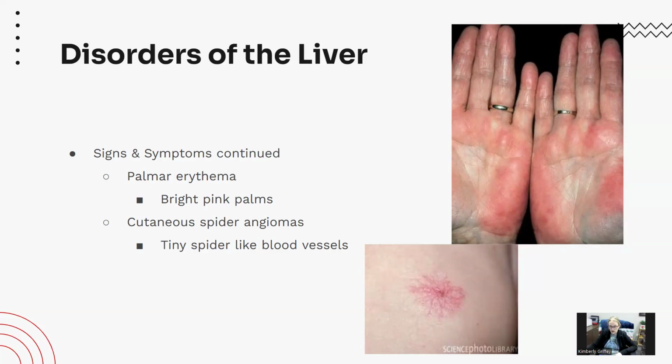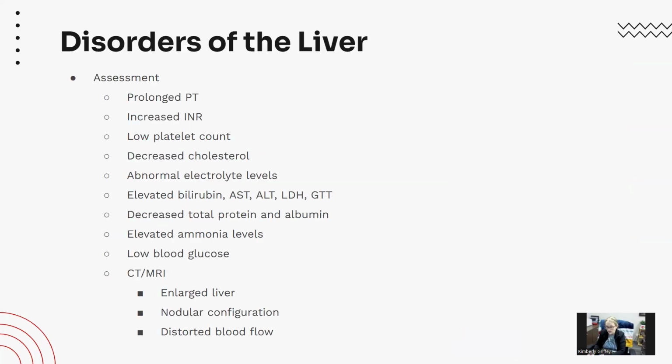We're also going to have something called fetor hepaticus, and this is a fruity or musty odor to their breath. With these patients, you're going to see a prolonged PT and an increase in their INR. This is because they have the inability to store vitamin K, which is essential in clotting. So this is going to increase your PT and INR time, and a low platelet count will be affected that way. You can have a decreased cholesterol, abnormal electrolyte levels. You're definitely going to have an elevated bilirubin, AST, ALT, LDH, and GGT. You're going to have a decrease in total protein and albumin. You will have increased ammonia levels and low blood glucose.